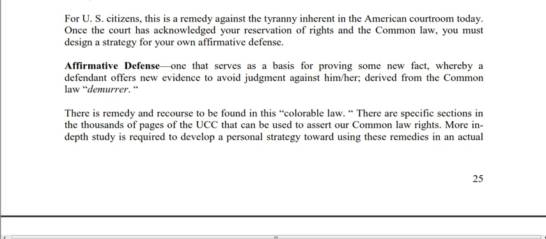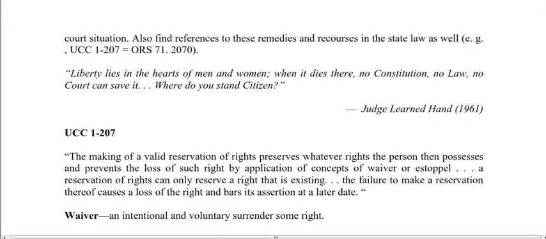Once the court has acknowledged your reservation of rights in the common law, you must design a strategy for your own affirmative defense. Affirmative defense, one that serves as a basis for proving some new fact, whereby a defendant offers new evidence to avoid judgments against him or her derived from the common law, demur. There is a remedy and recourse to be found in this colorable law. There are specific sections in the thousands of pages of the UCC that can be used to assert our common law rights. More in-depth study is required to develop a personal strategy toward using these remedies in an actual court situation. Also, find references to these remedies and recourses in the state law as well.